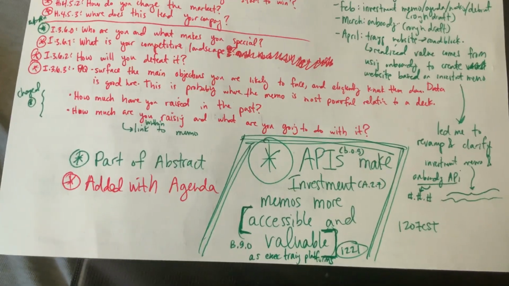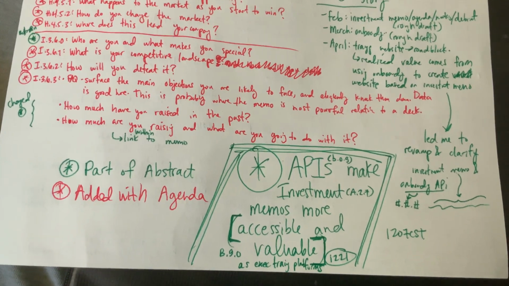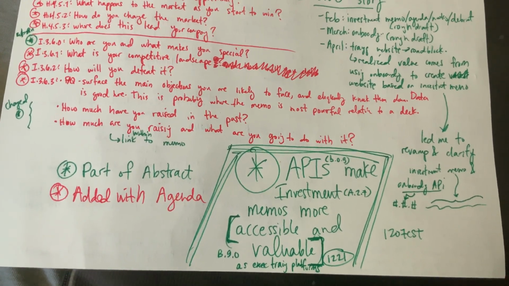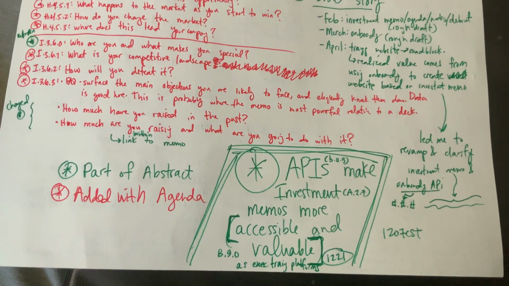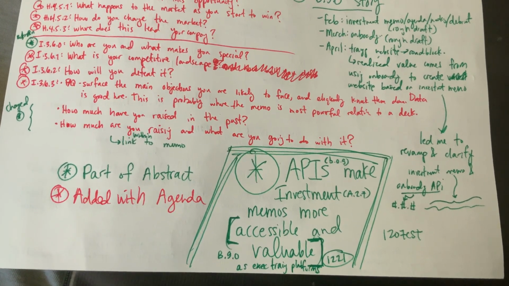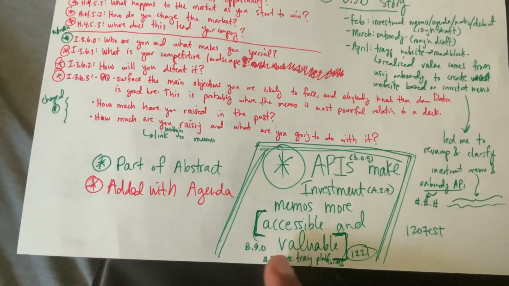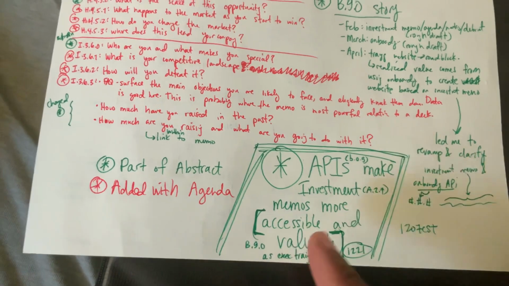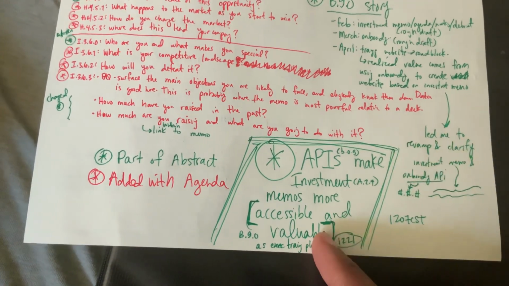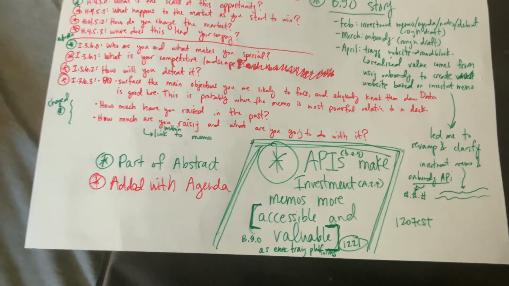APIs make investment memos more accessible and valuable. Essentially, by creating an API, you can take any investment memo you create, and by using our API, you can instantly transform it into a website. This is just the first use case. Now that I've learned this, I'm going to use this exact same thinking for what I'm doing next month, now that I'm going into the governance platform.